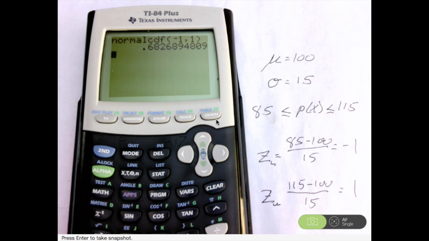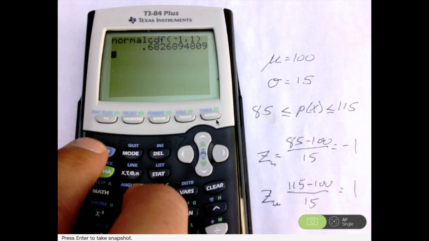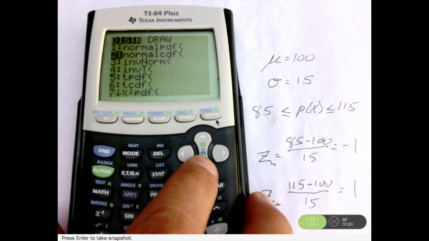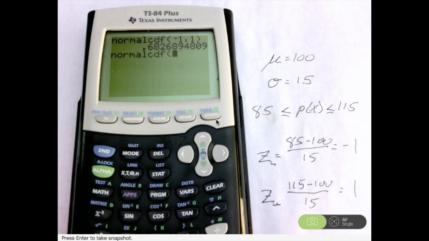For my second example, instead of finding between 85 and 115, I want to find the population that has a score of 115 or less. So I'm just finding this part, ignoring that part. Again, I go to my same thing in my calculator, the second distribution, normal CDF. But I want my lower bound this time to be the entire left side of the normal graph.